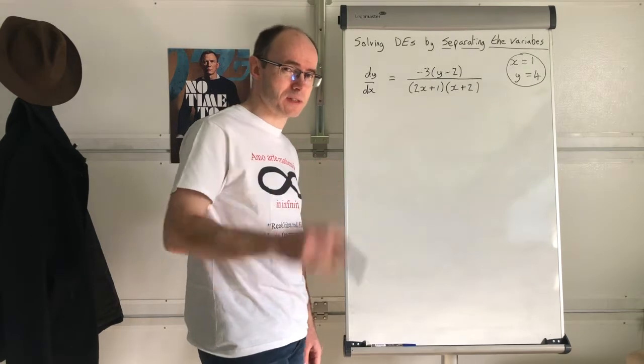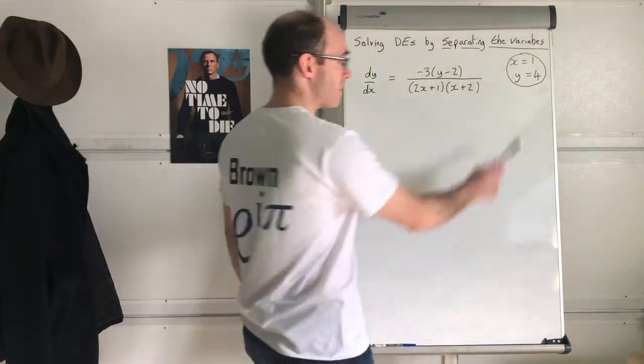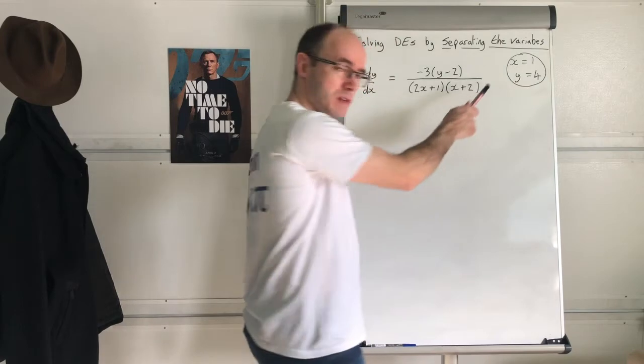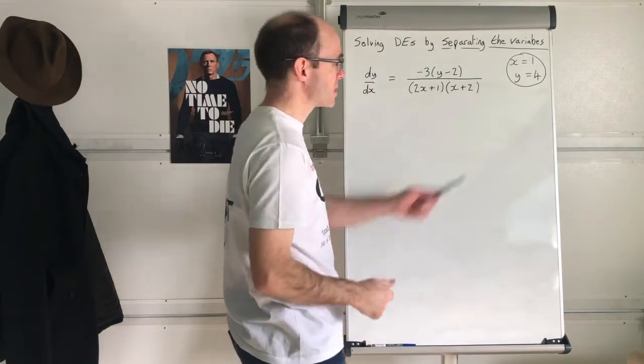Remember I mentioned that in the previous video. And it tells us the boundary conditions: when x is 1, y is 4. So I've just written that up there to remind myself of that, because that's going to be important.